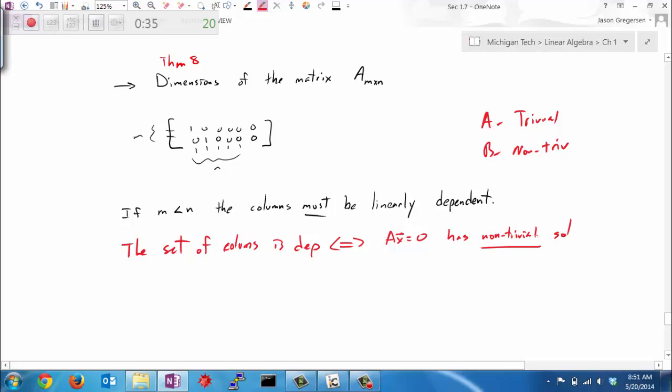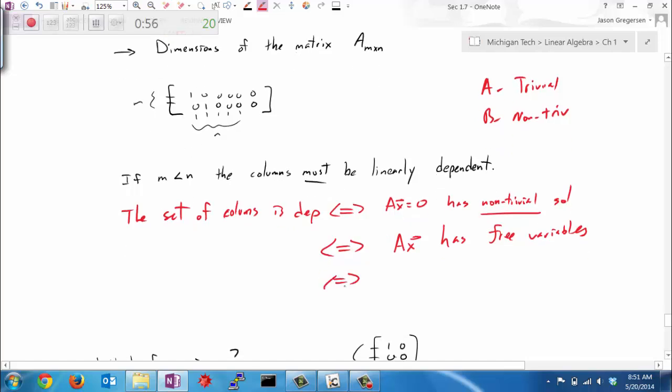Remember, it's valuable to have a lot of different ways to think about the same concept. This also implies that we have free variables, that AX = 0 has free variables. This also implies that there are columns without pivot positions.